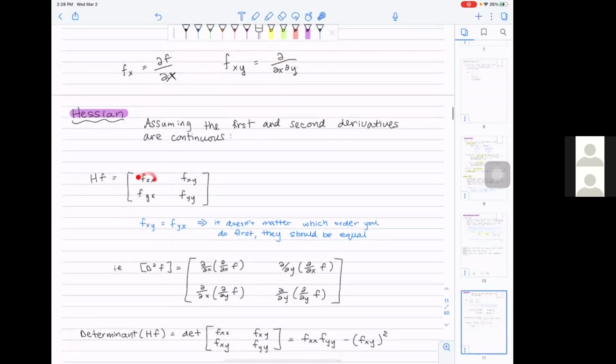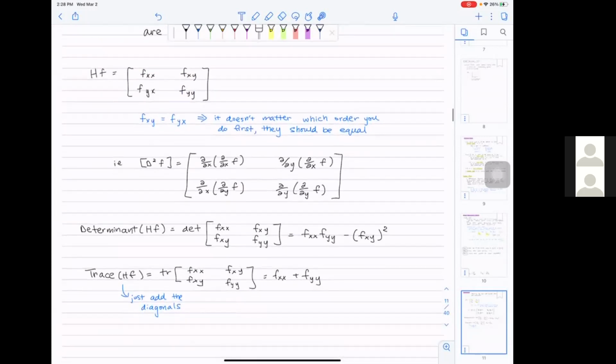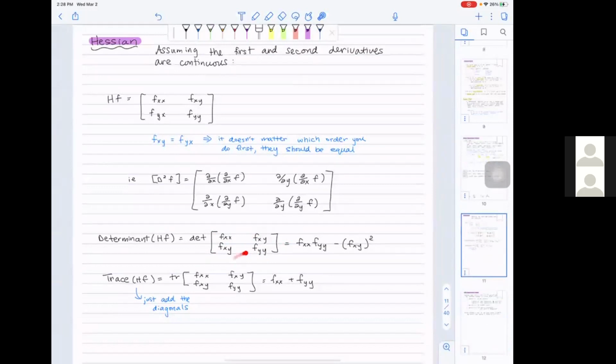So the Hessian is going to be, in the top left corner, the partial with respect to x, x. Here is going to be x, y. Here's going to be y, x. And here's going to be y, y. And as long as your derivatives are all continuous, this will be symmetric. So you technically usually only need to compute half the number of terms. The determinant you take normally, like the determinant of a 2 by 2 matrix. The trace is you just add the diagonals.